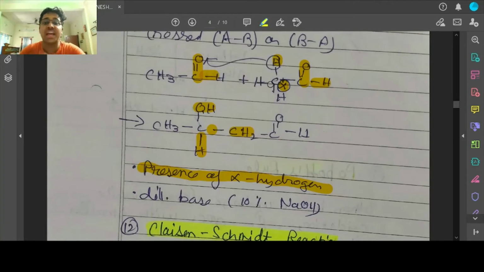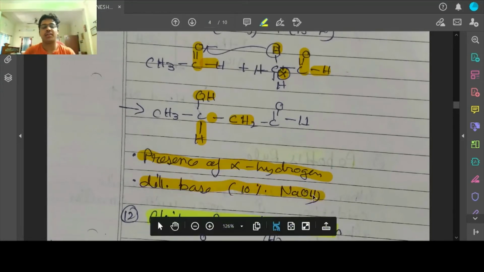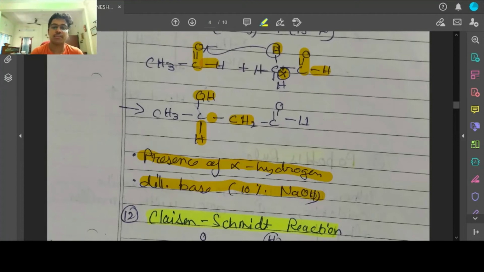Here, as a reagent, a dilute base is used, that is 10% NaOH. I guess you have encountered that term. 10% of any base is a very dilute base, and a dilute base must be present in case of aldol condensation, or else it will not take place. So the conditions are: alpha hydrogen must be present, and a dilute base must be present.